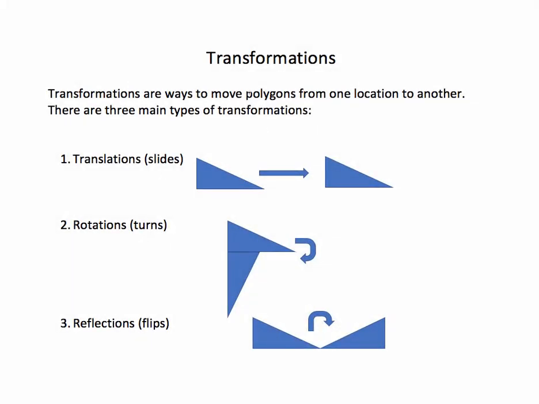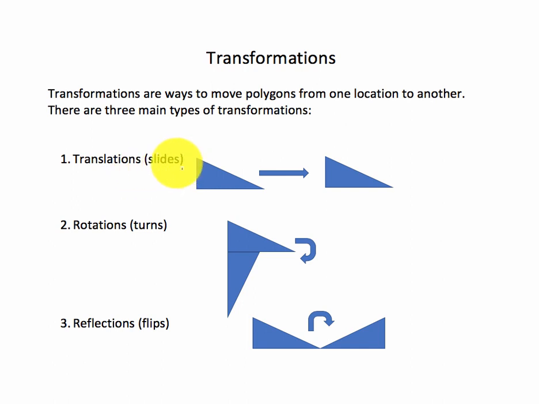So this week's lesson is on transformations. Transformations are a way to move polygons from one location to another. There are three main types of transformations. The first type is called translations. These are also known as slides.